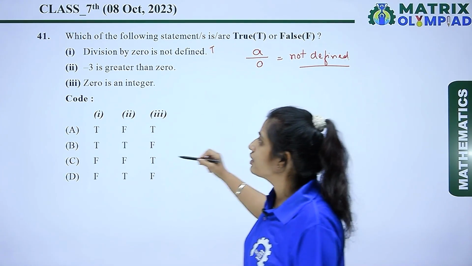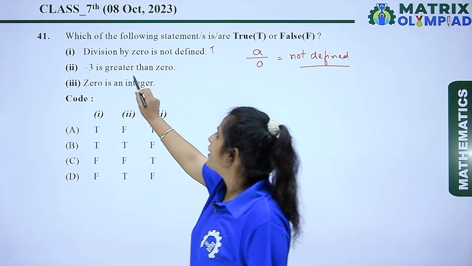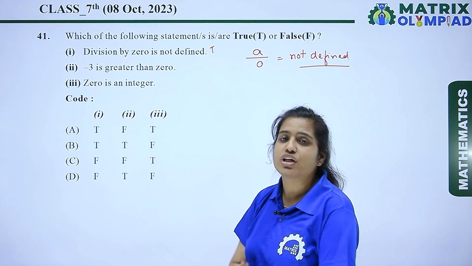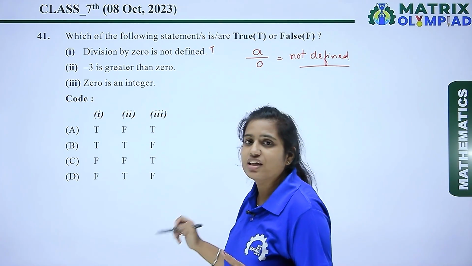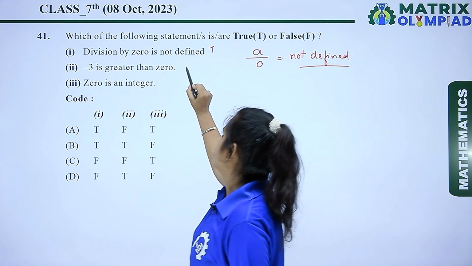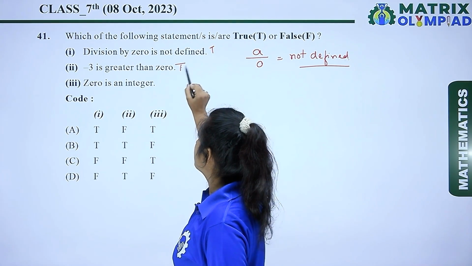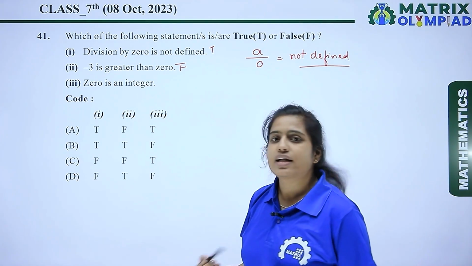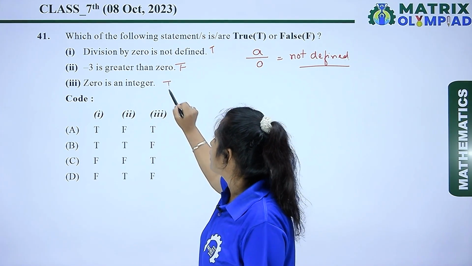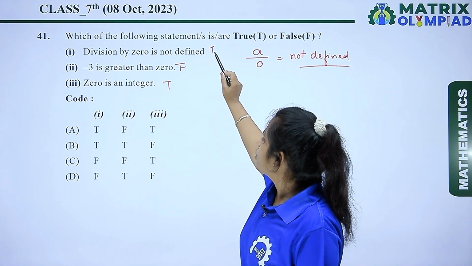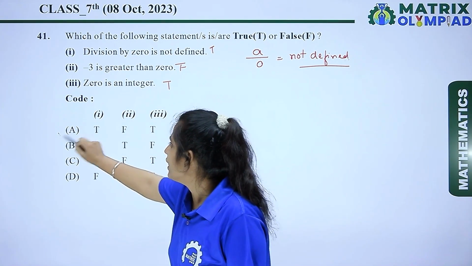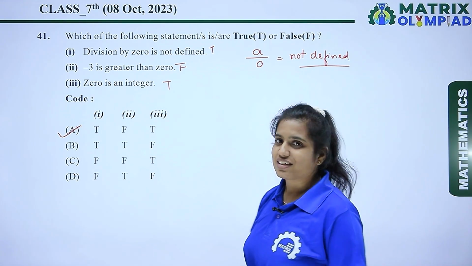Next statement की बात करते हैं. -3 is greater than 0. 0 से -3 क्या ग्रेटर है? नहीं है. कोई भी नेगेटिव नंबर 0 से ग्रेटर नहीं हो सकता. तो क्या होगा? It is false. नेक्स्ट है 0 is an integer. Yes, 0 is an integer. 0 एक इंटीजर है. तो ये क्या हो गया? ट्रू. We have the option true, false, true. So here option A is the correct answer.